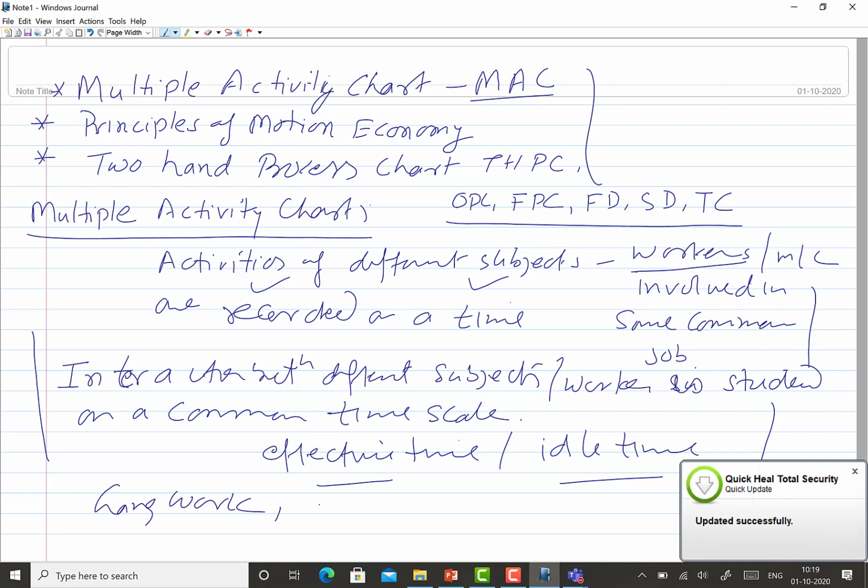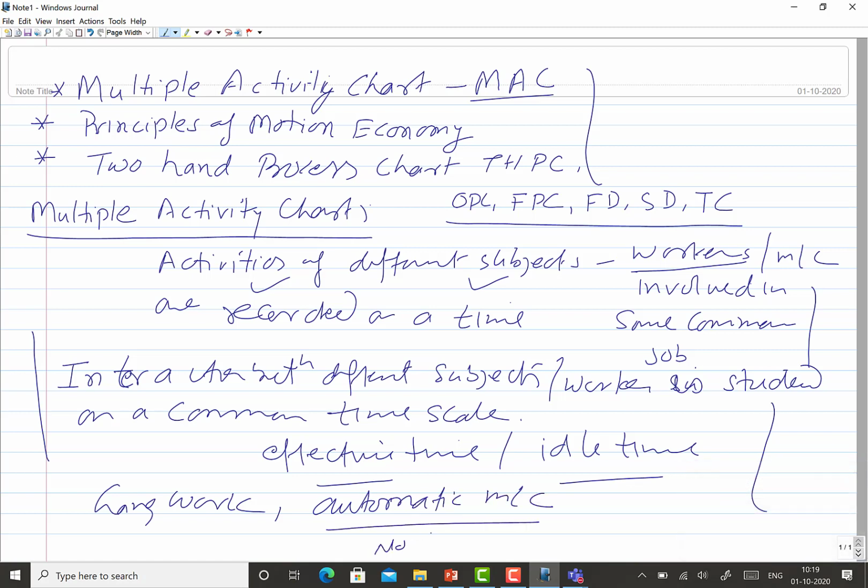Like in the case of automatic machines being taken care of by one worker or more than one worker. So the number of workers, it is identified really how many people are needed, how many are idle, and how the machines and the workers can be used effectively.